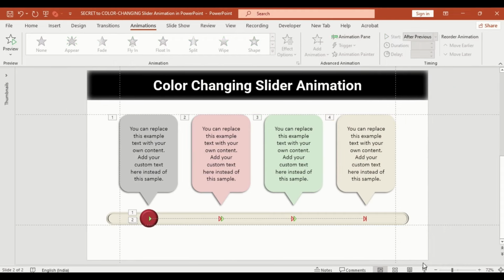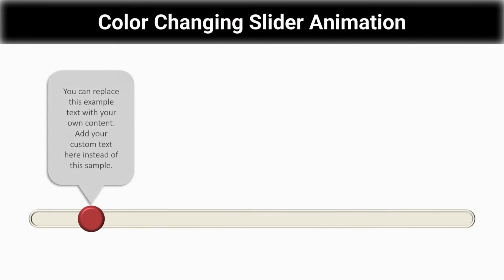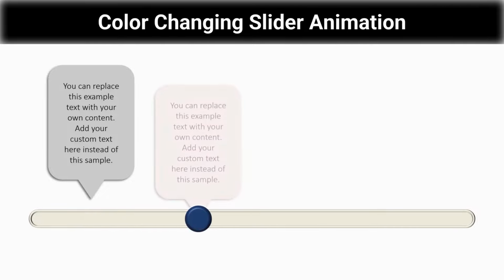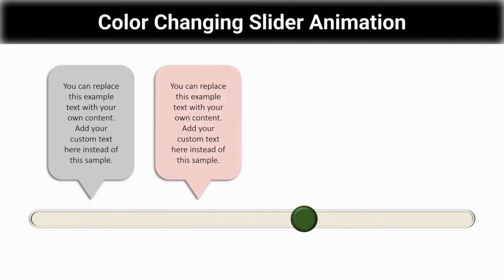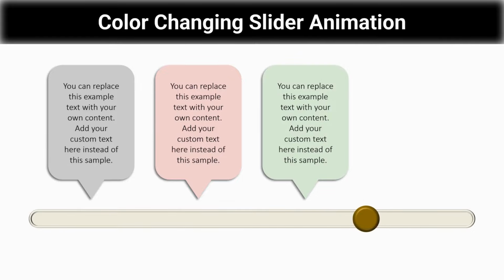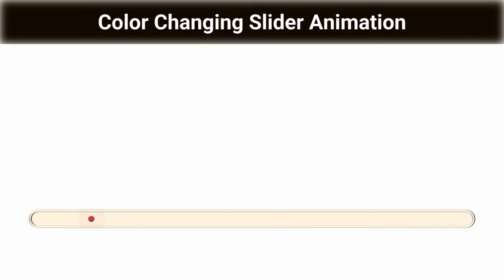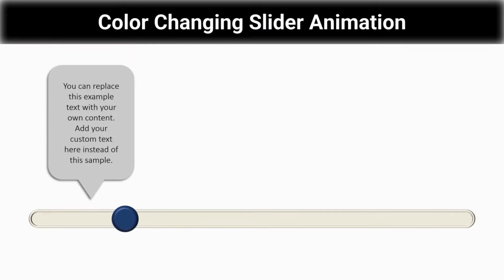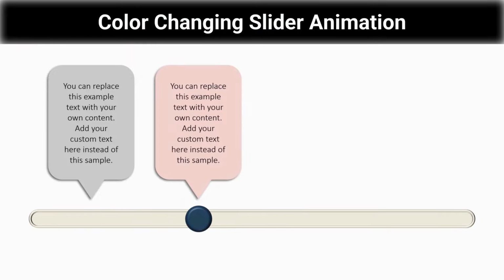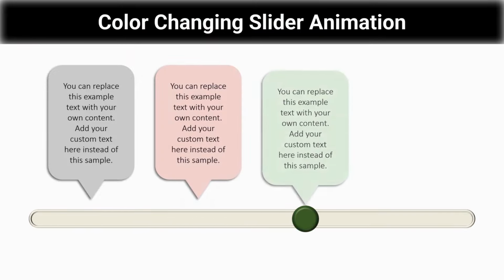Now, play the slideshow and you will see your slider smoothly move from one step to the next. Each time it moves, the color changes seamlessly while the matching text appears, giving your slide a professional animated flow that looks like it was made in After Effects.